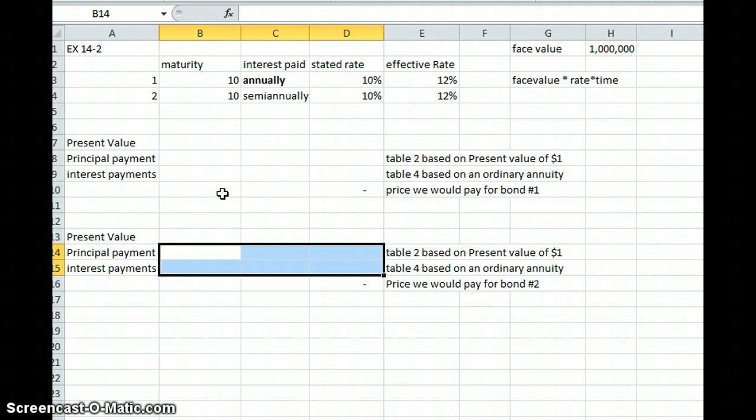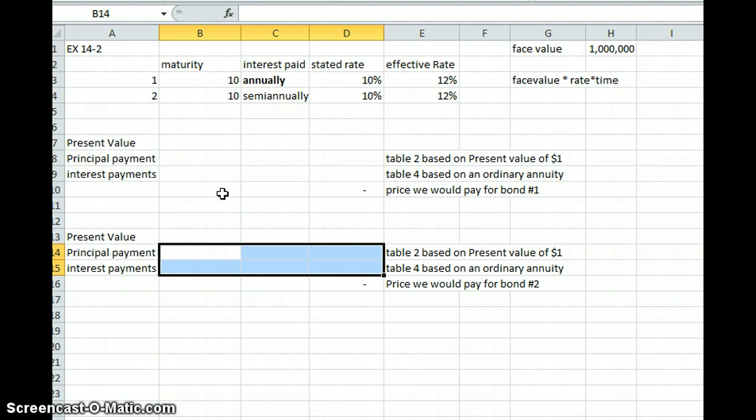So when calculating the price of a long-term bond, what we want to do is calculate the present value based on our effective rate. There's two pieces to calculating the present value because there's two cash flow pieces. The first cash flow is the principal payment that's received at the end of the maturity. And the second cash flow piece is the interest payments that are received over the life of the bond.